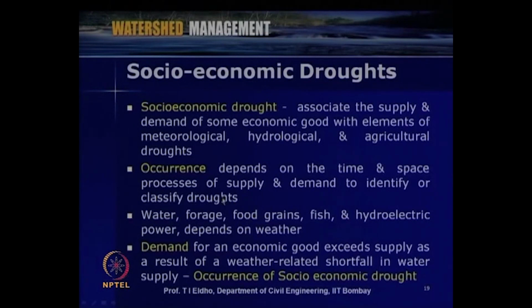So when the water availability is reduced due to the droughts, economic impacts will be there. Then the corresponding economic drought and the corresponding social effects will be there, that is the socio-economic drought. When the demand for an economic good exceeds supply as a result of a weather-related shortfall in water supply, then we say that there is an occurrence of socio-economic drought.